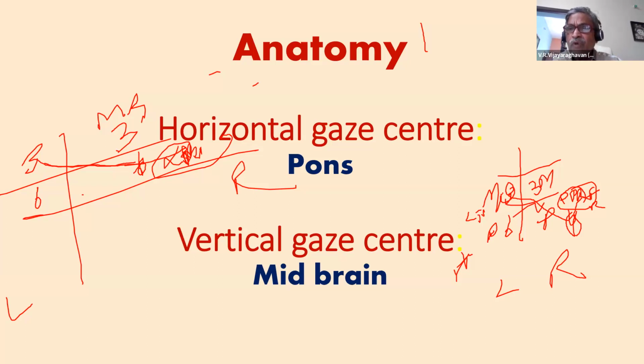Similarly, when I want to move upwards and downwards, a center should be there. Both eyes have to go in unison, up and down. The elevator muscles are the superior rectus and inferior oblique. The depressors are the superior oblique and inferior rectus. Only the superior oblique is supplied by the fourth cranial nerve, the trochlear, whereas the other muscles are all supplied by the third nerve.